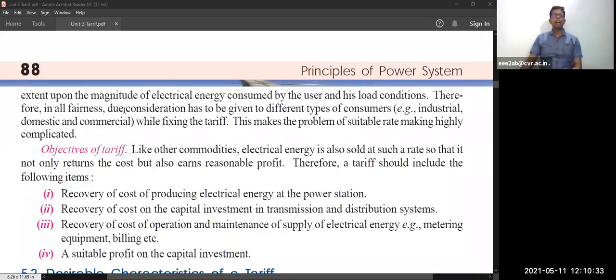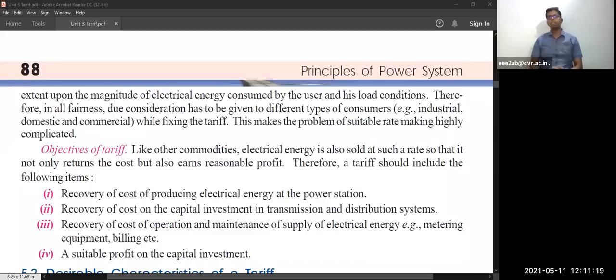Therefore, all in all, due consideration has to be given to different types of consumers, like industrial, domestic and commercial. So there should be some difference. It should not be the same for all types. In some other countries, how they are following is, whether you are domestic, industrial or commercial, the same tariff. Whatever the amount of energy you are consuming, you have to pay.